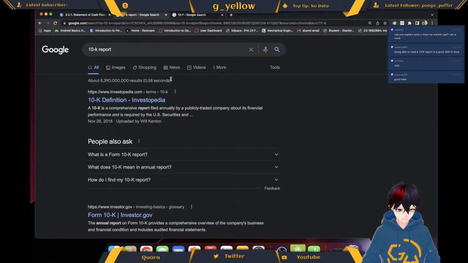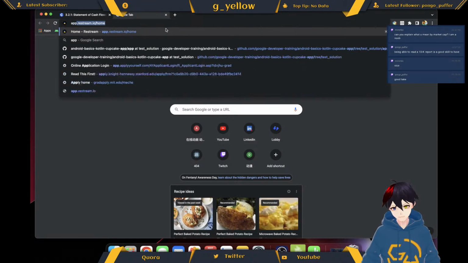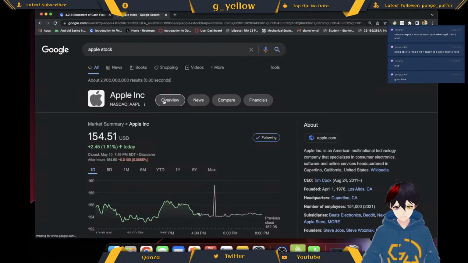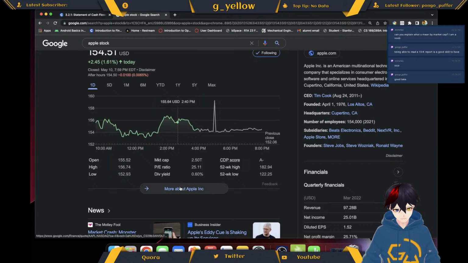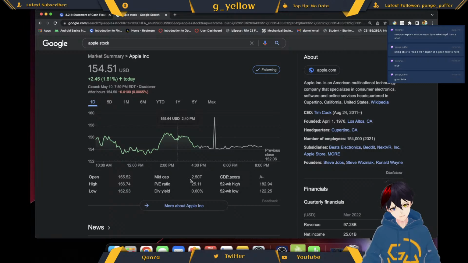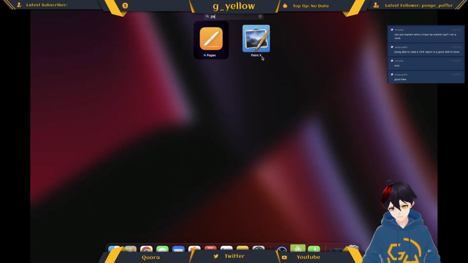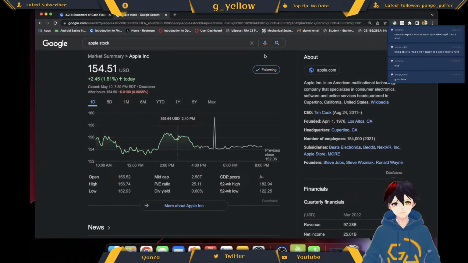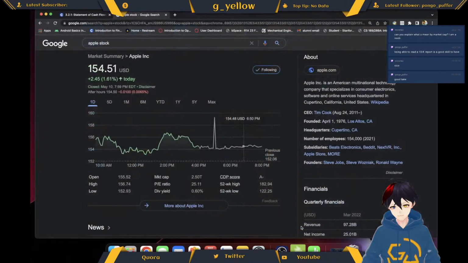Can you explain what you mean by market cap? Yeah, definitely. Let me make an example, let's pick Apple stock. Basically, I kind of think of it as a pie. Is there a paint program here?